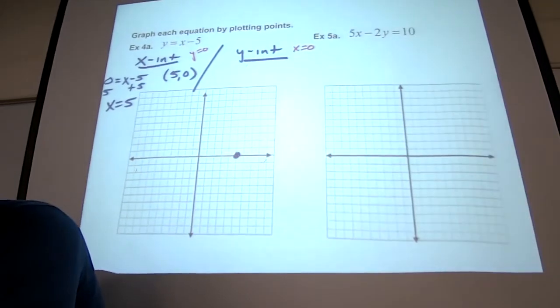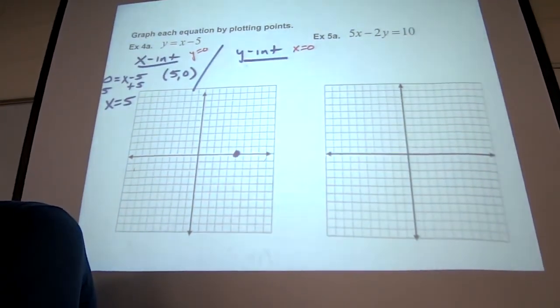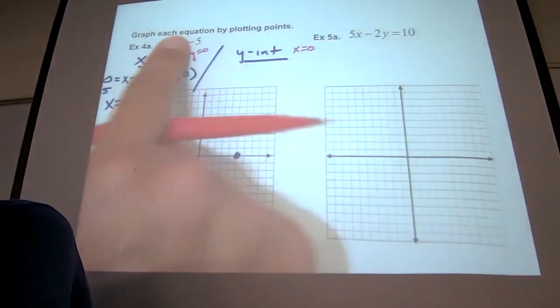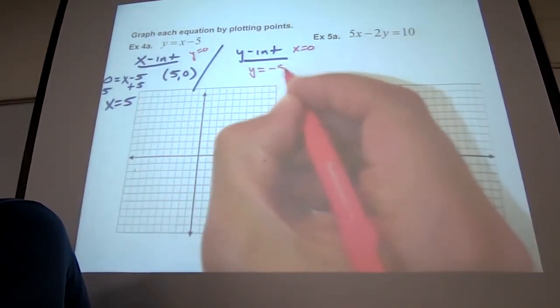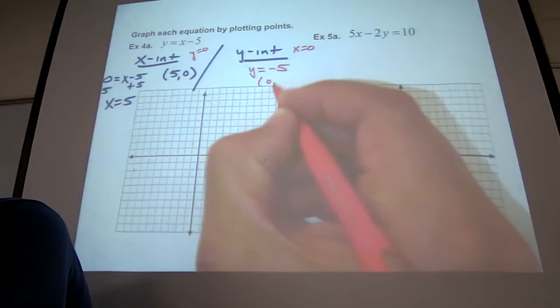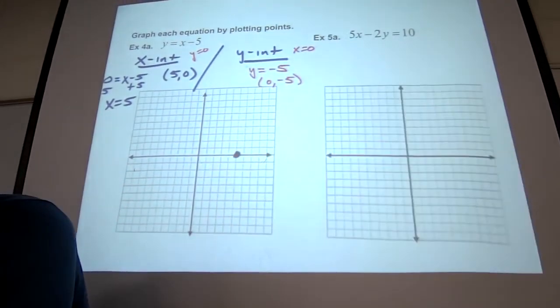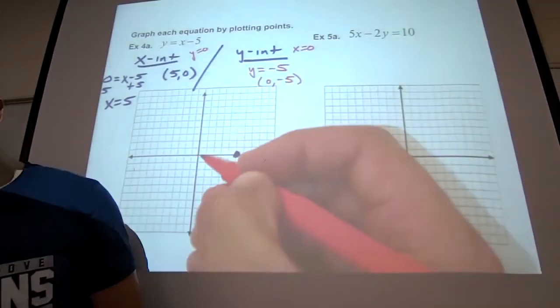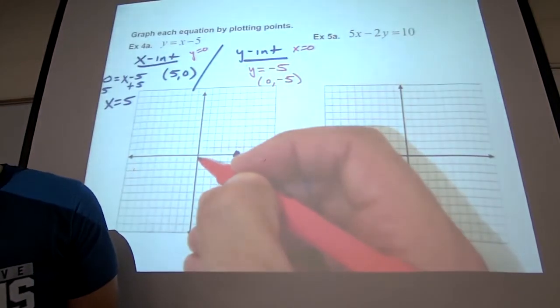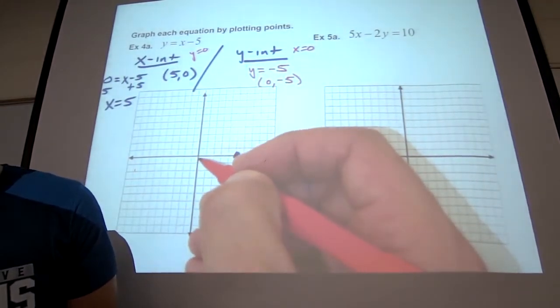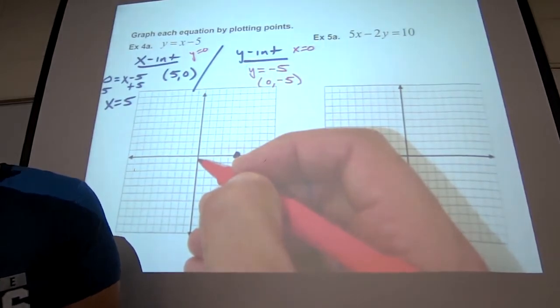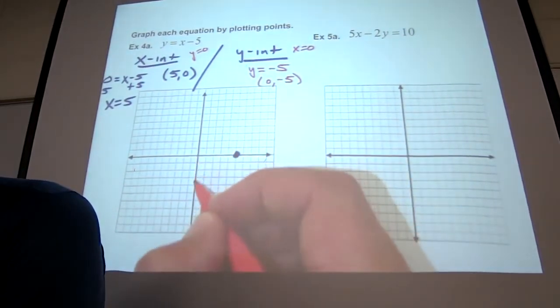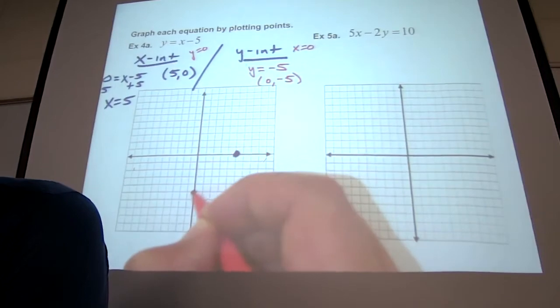Perfect. We do it one more time. We do the y-intercept. You can plug in 0 for x, use the cover-up method, and that leaves me with y equals negative 5. And that's 0, comma, negative 5. So I'm at 0, negative 5. I want to plot that point. Which way do I go? Up, down, left, or right, 5. Down.